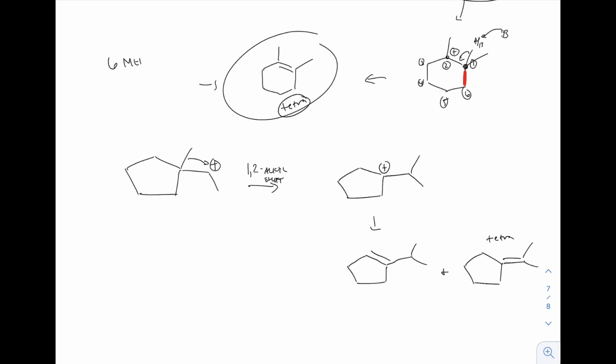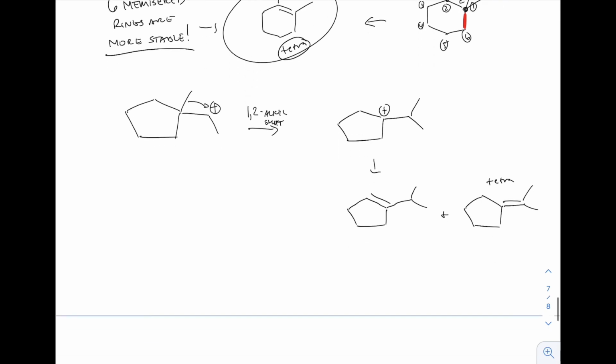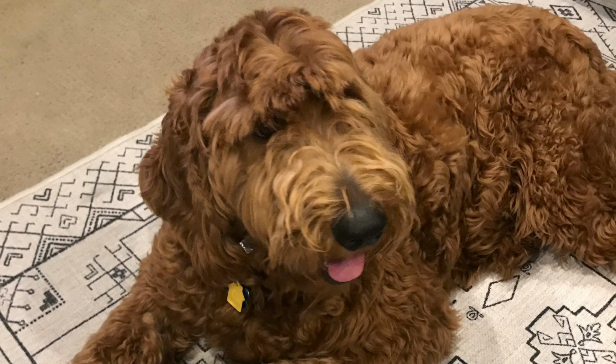We do have two tetrasubstituted alkenes, but this 6-membered ring is more stable than a 5-membered ring, and you remember that from earlier chapters. That's why we might prefer this ring expansion to form the 6-membered ring. So there you have it: dehydration of alcohols with carbocation rearrangements. Super fun stuff. Just break it down as simply as possible, and then get that practice in.